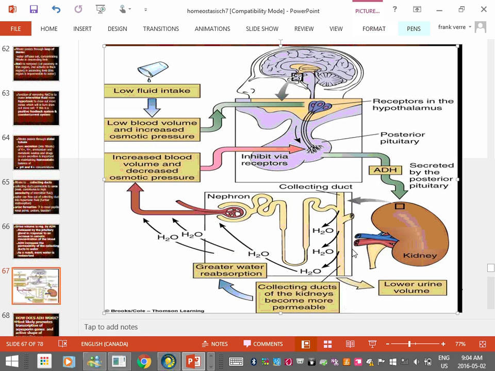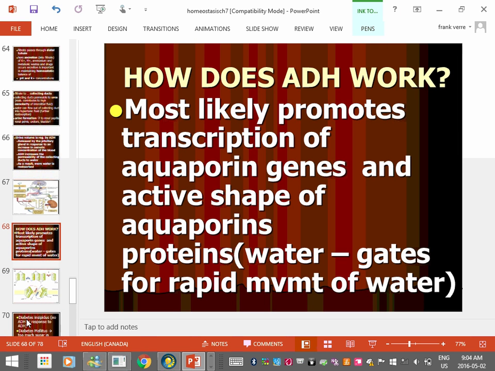Okay? So the trigger mechanism is you're dehydrated. The blood has less water in it, so the blood's concentrated. The cells then lose water to the bloodstream. The cells shrink. That triggers the release of ADH. The ADH then travels to the bloodstream, targets the kidneys, and opens them up. Okay? So it opens them up.